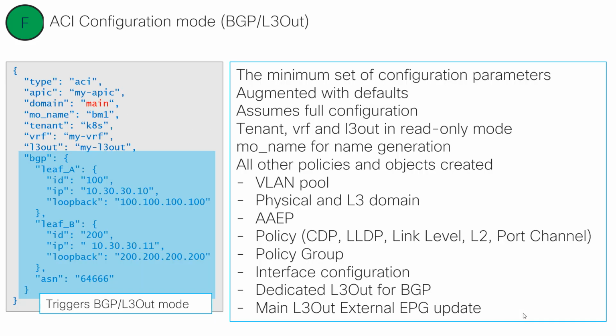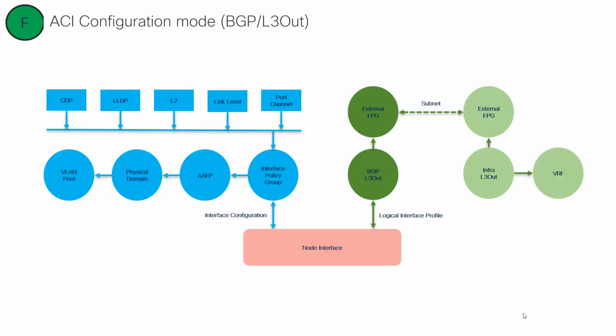In case of BGP section is defined in fabric JSON input file, so-called BGP L3 out mode of ACI configuration is triggered. That will have small yet important differences from the previously explained workflow. We will have L3 domain created. There is no bridge domain EPG created, but dedicated L3 out is created for BGP. Here we see in the graphical way the configuration changes that are created during the workflow. Again, refer to GitHub for more details.